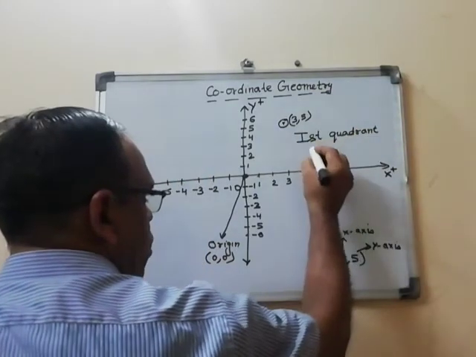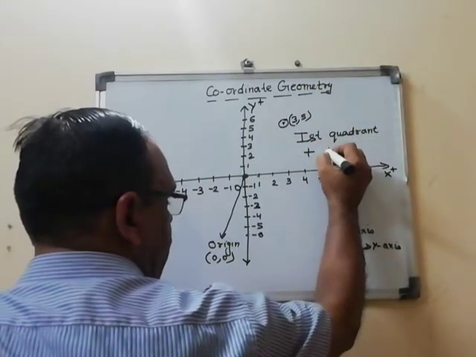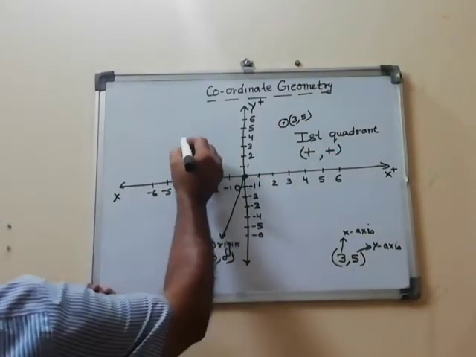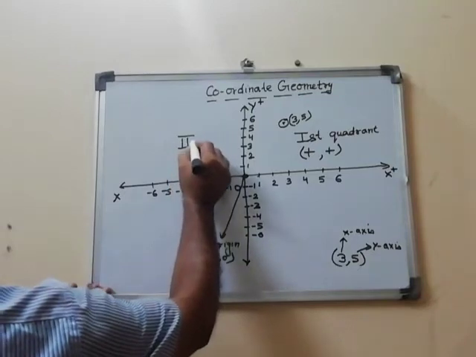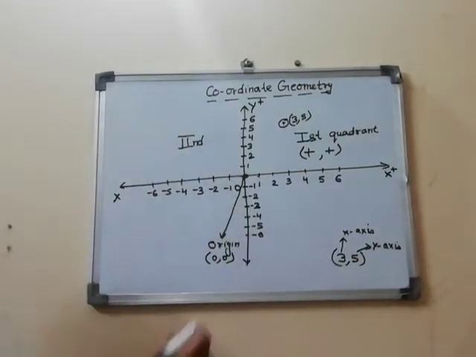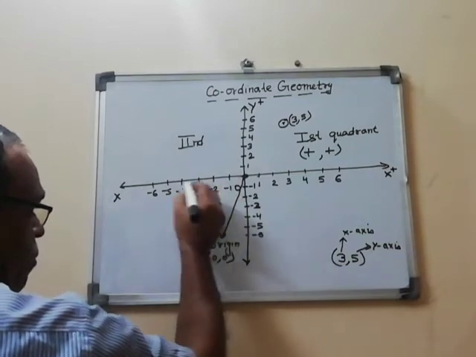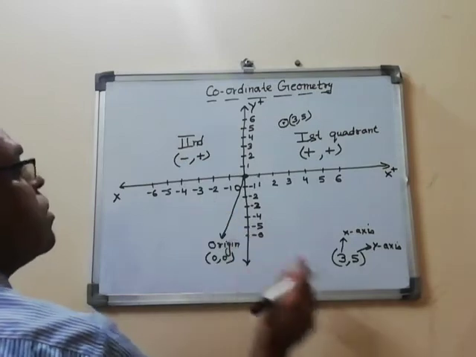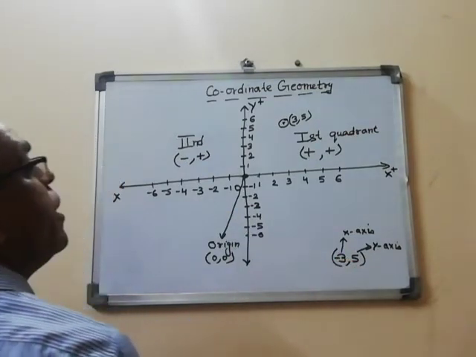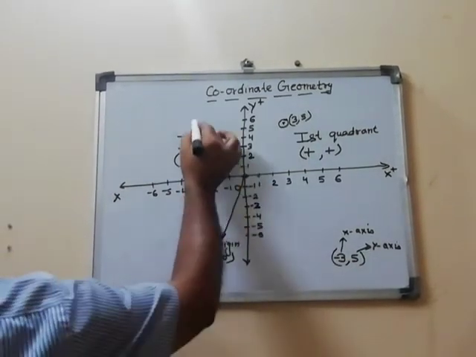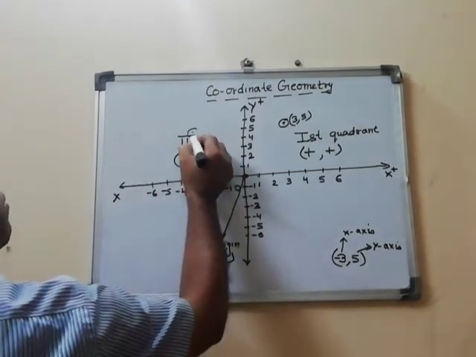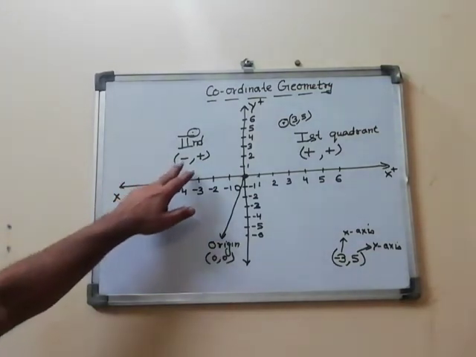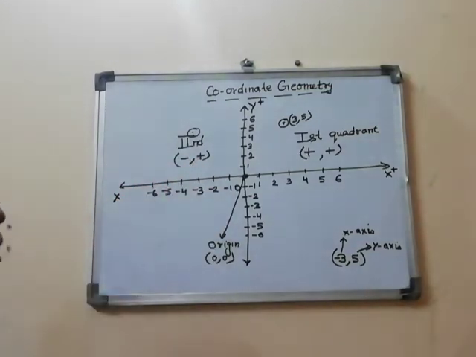You can see that both these values are positive, and this is the second quadrant. First value is negative, then positive. Suppose the same values, minus 3 and 5. You can see that here will be the value. So that means second quadrant. First value is negative, second value is positive.